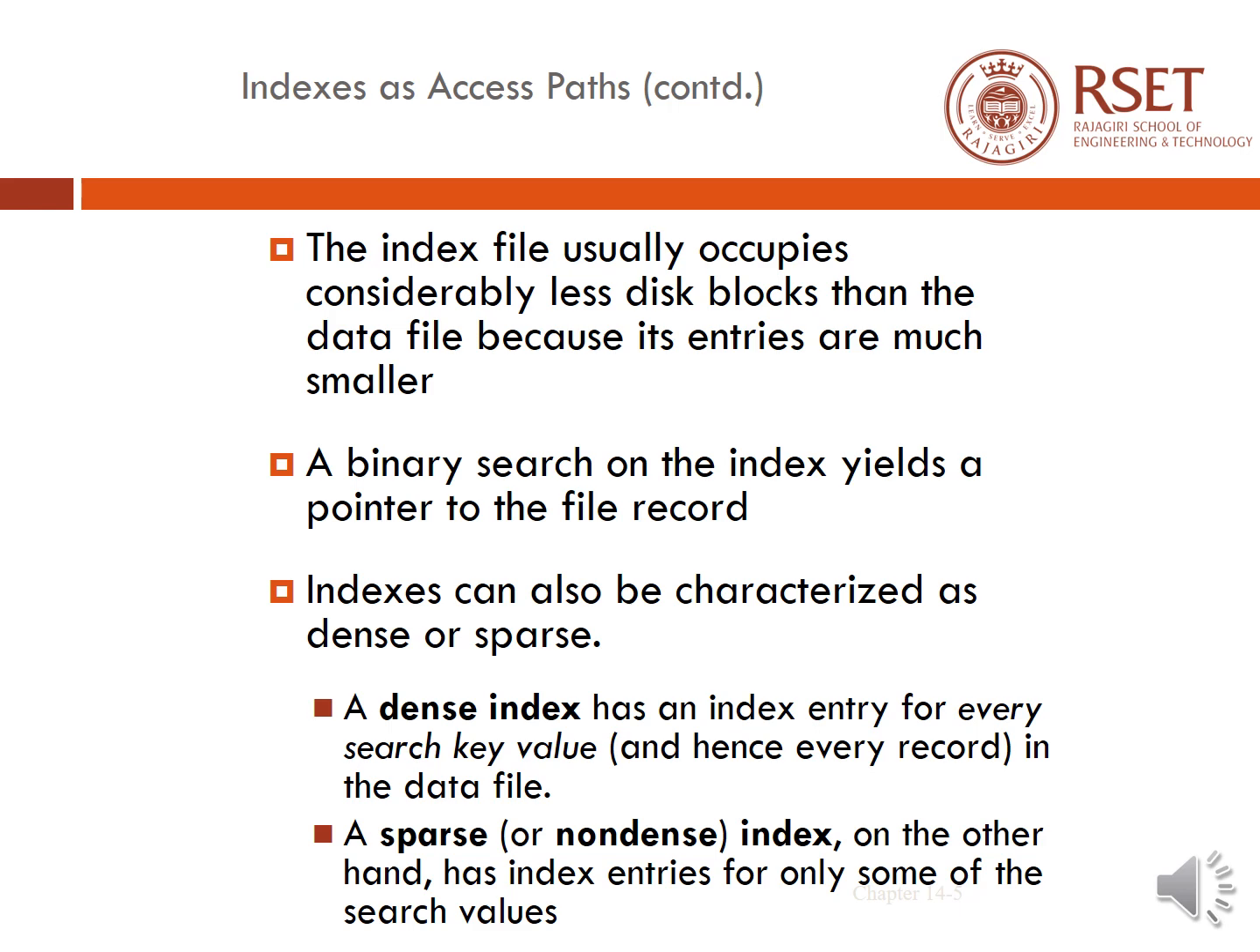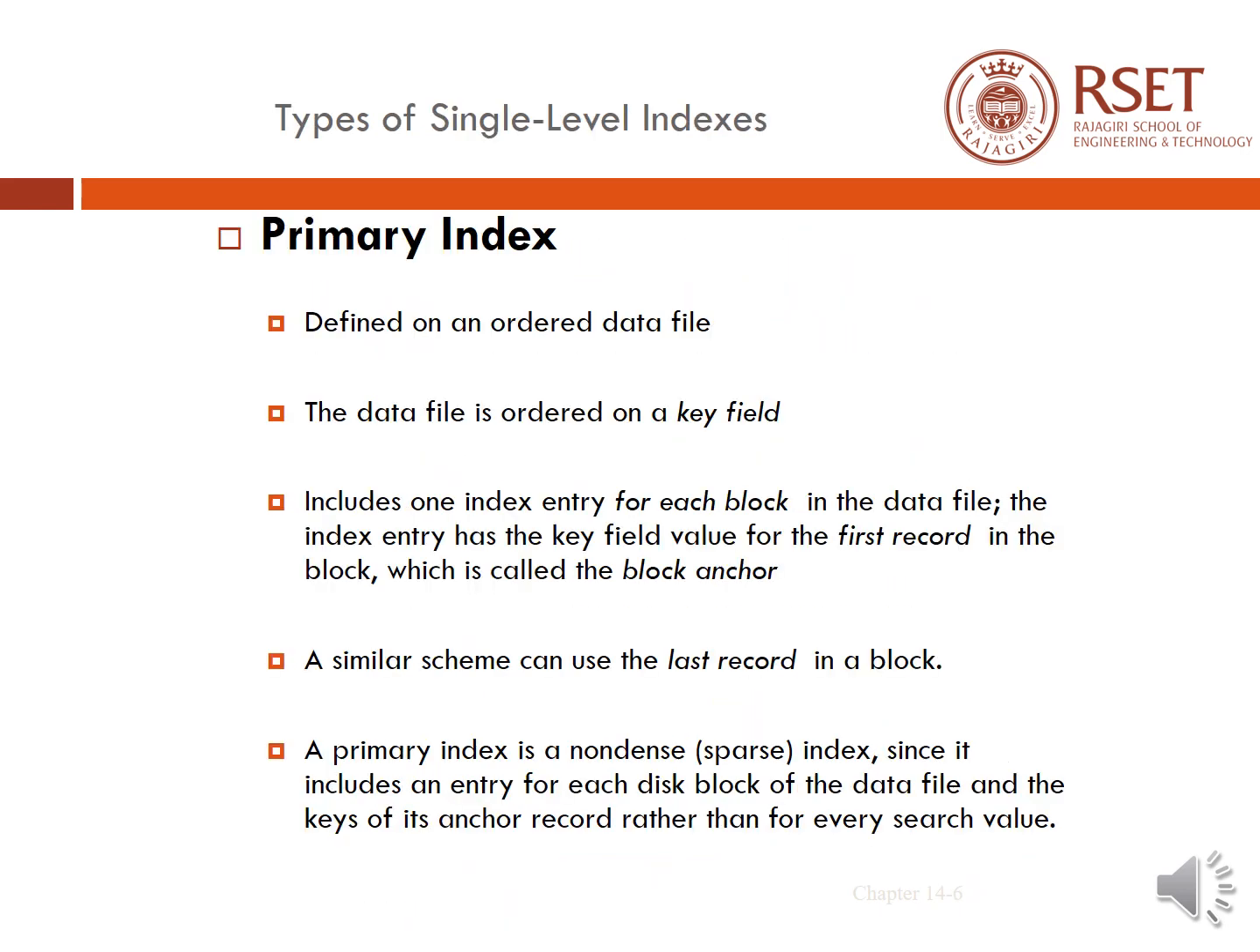So two types of indexing are there, dense index as well as sparse index. Dense index means for each and every key value, I will have an index value for each and every value in the data file, whereas in a sparse index, only some of the search entries will be present in the index file. So we will start with the first type of indexing, that is under single level indexing.